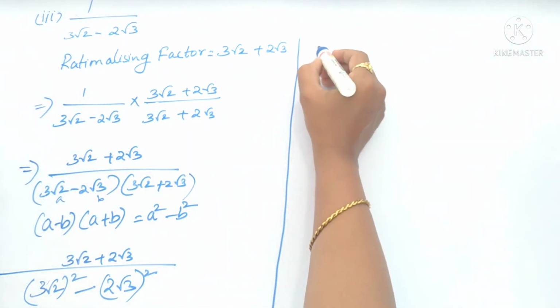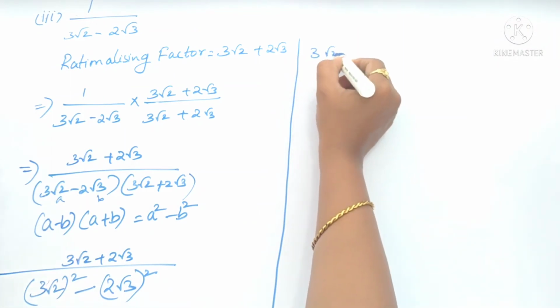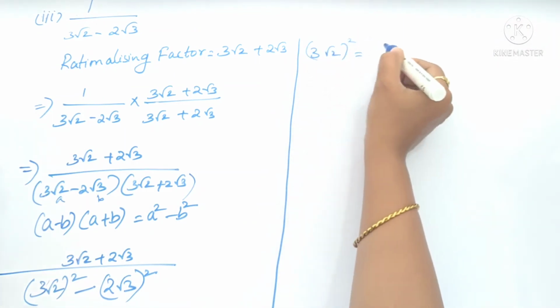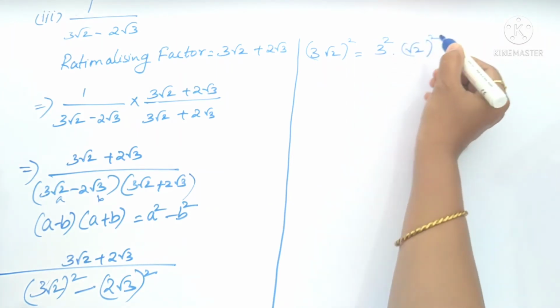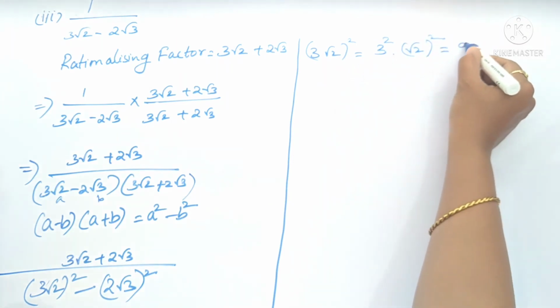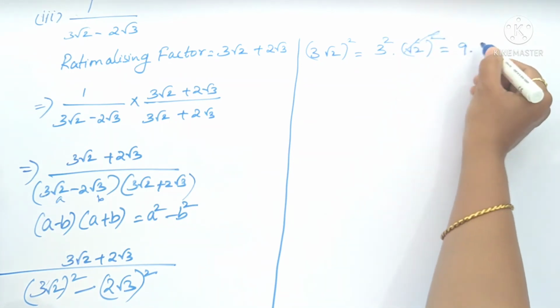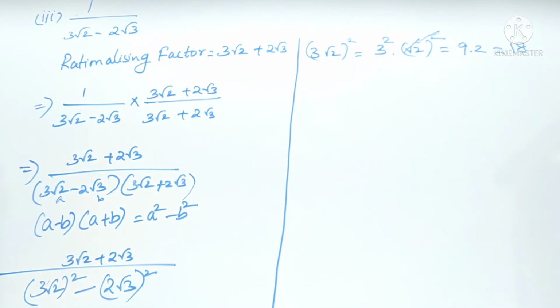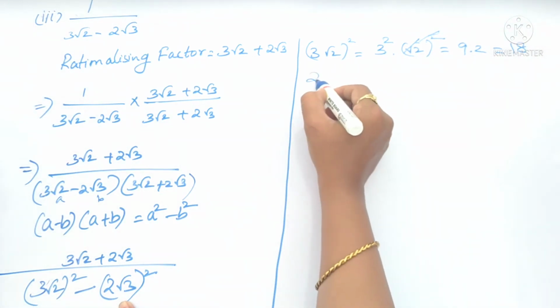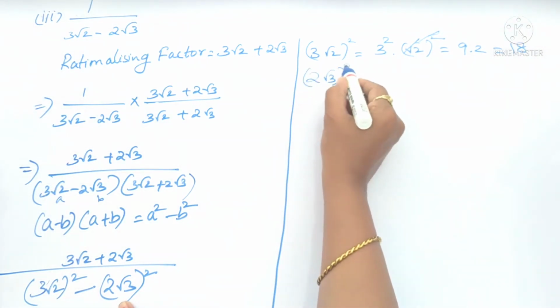(3√2) whole square. (3√2) whole square means this 3 square into (√2) whole square. So 3 square is 9. The square root will get cancelled. This is 9 into 2, 18. Okay. And next our second term, (2√3) whole square.